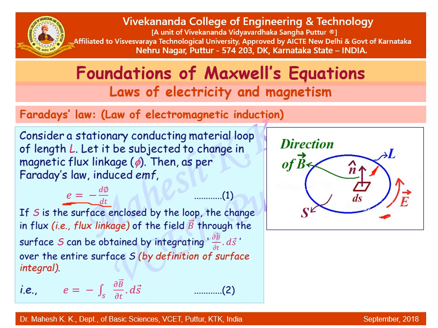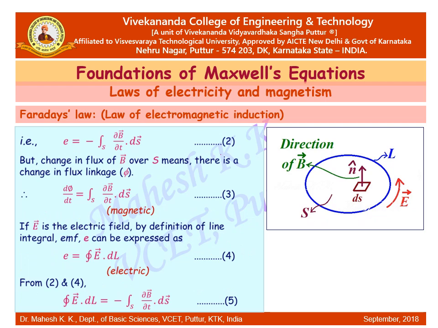Now let us go back to the figure. In the figure, considering this as a surface and naming it as capital S, the change in flux of the field B through the surface can be obtained by integrating dou B by dou t into ds over the entire surface S. So mathematically E, that is EMF, can also be stated as minus the surface integral of dou B by dou t into ds. That is equation 2.